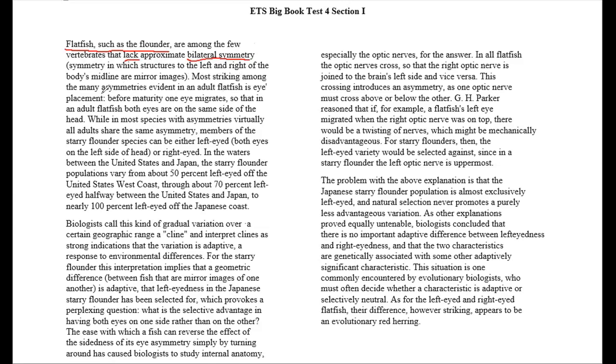Most striking among the many asymmetries evident in an adult flatfish is eye placement. Okay, so there are many asymmetries in adult flatfish, and one of them, most striking, is the eye placement. Okay. All right. So what we are underlining is basically what is important for us to understand the passage properly.